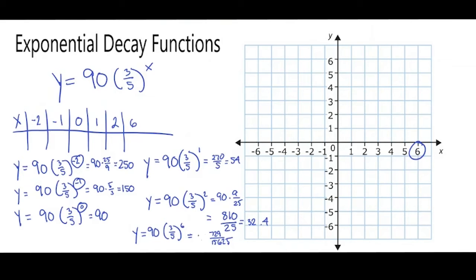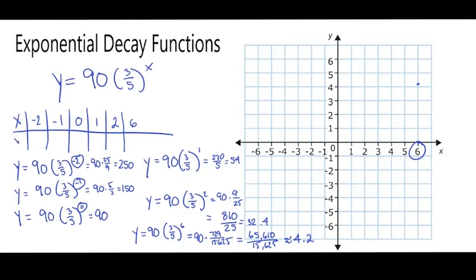So 90 times 3/5 to the 6th power is 90 times 729 over 15,625, which is 65,610 over 15,625, approximately 4.2. So what I'm seeing here is when x is 6, y is 4.2. So what I'm thinking is this isn't going to fit on this graph very nicely. So we're going to need a new graph.